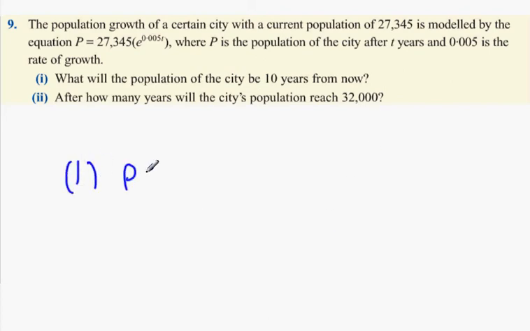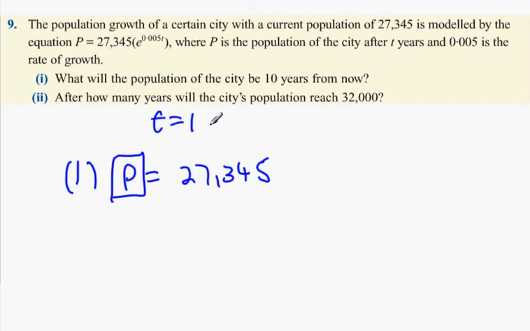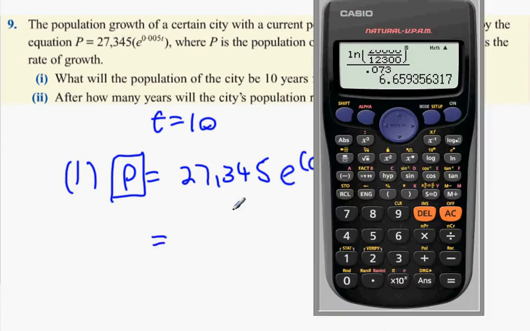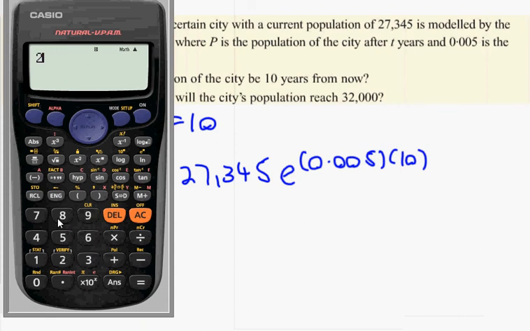Okay, population equals 27,345. I want to find out what P is when t equals 10. That means anywhere I see t, replace it with 10. And it's actually just a calculator job, just put it straight into the calculator and see what you get. Okay, so 27,345, E being this one here. So what's it? 0.005 multiplied by 10, or bracket 10, whichever one you want.